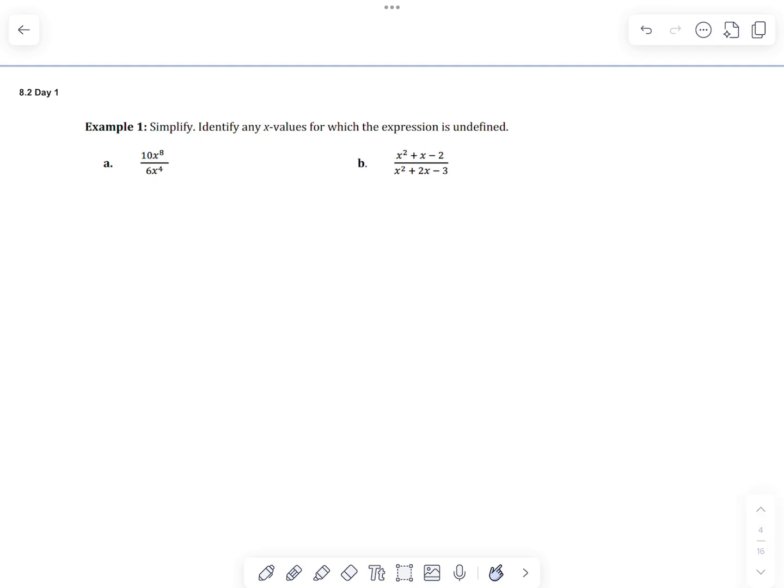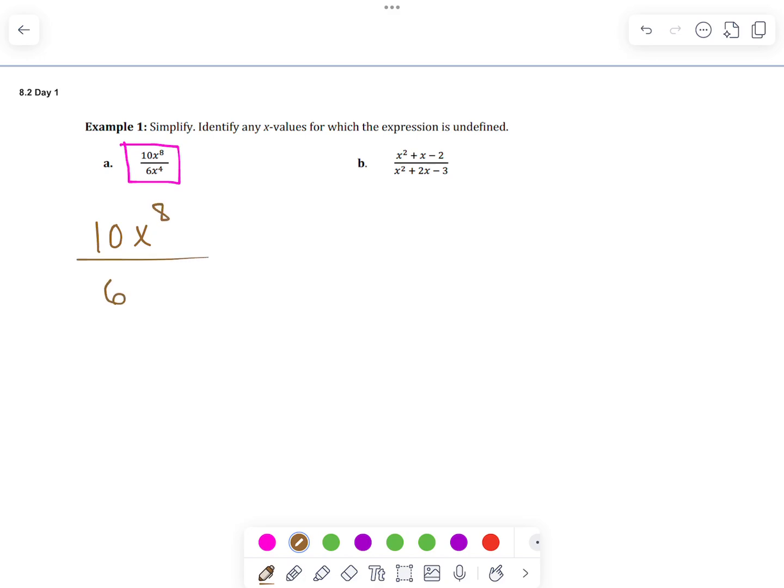Example 1: simplify and then identify any x values for which the expression is undefined. Right now we have a rational expression and we want to simplify it. So we want to first look for common factors. I'm just going to rewrite this problem again. We have a common factor of 2, so we divide both of them by 2. So this will become a 5 and a 3.